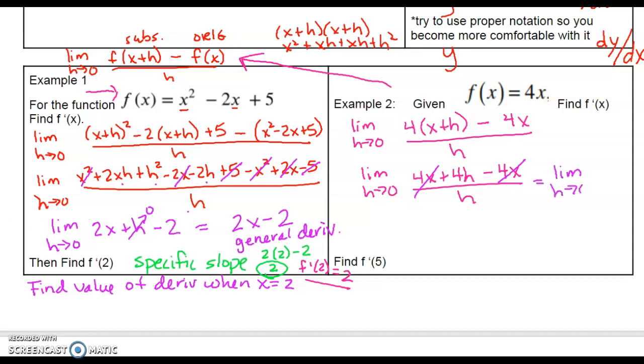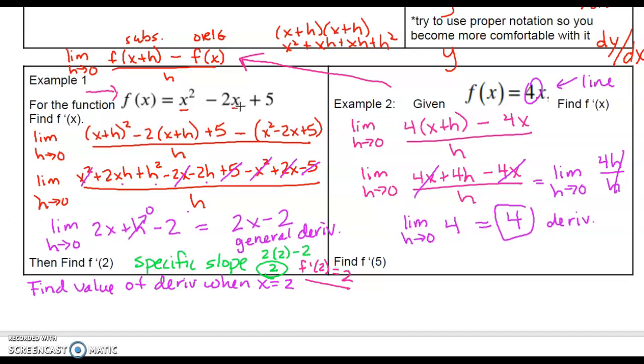Depending on how comfortable you are, depends on how many steps you need to write. The h's reduce, so the limit as h approaches 0, we just have 4. So I don't really have anywhere to substitute my 0, so remember that just meant it was 4 every time. And so that is my derivative, okay? And that should make sense, because if this is a line, what's the slope of that line? The slope is 4. And we just found the derivative, which remember, what is a derivative?